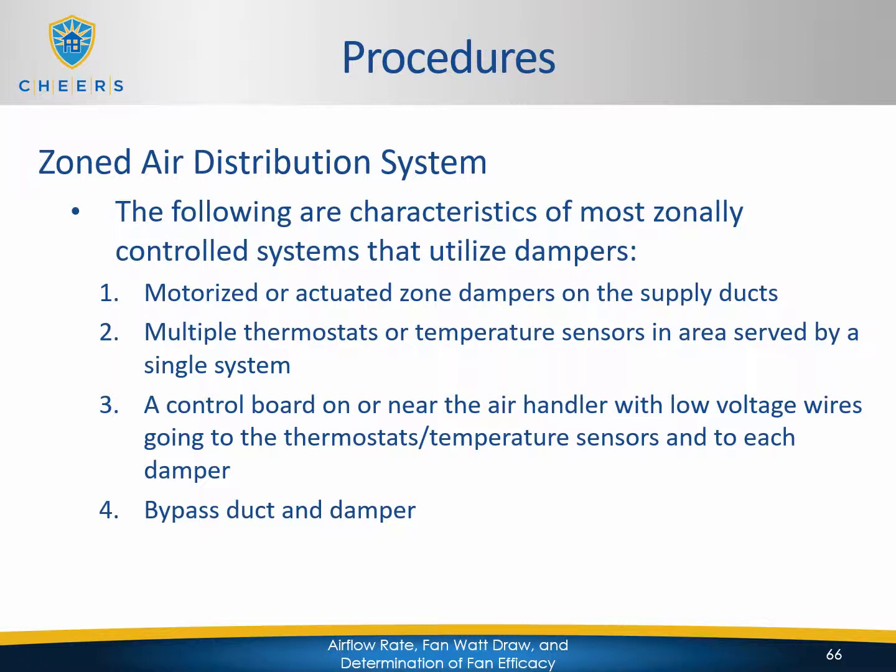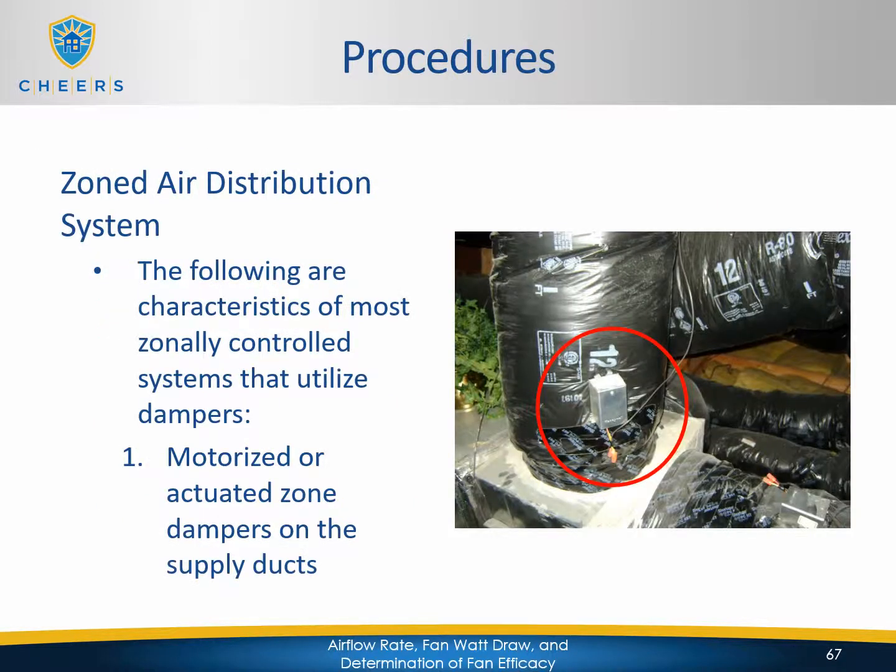So you're basically going to see the control board that goes to the individual dampers, and or you're going to see a bypass duct and a damper to the bypass ducts. Those are all good indications that you're working on a multi-zone system. And this is an example of motorized or actuated zone dampers on the supply ducts.